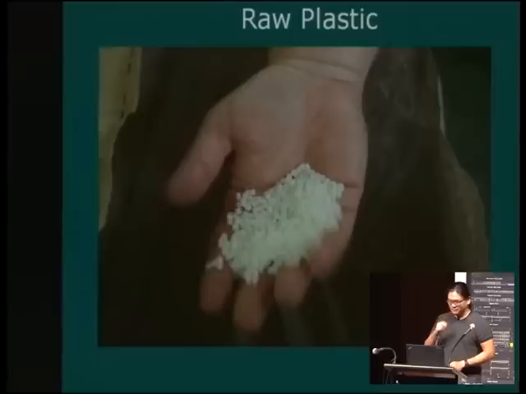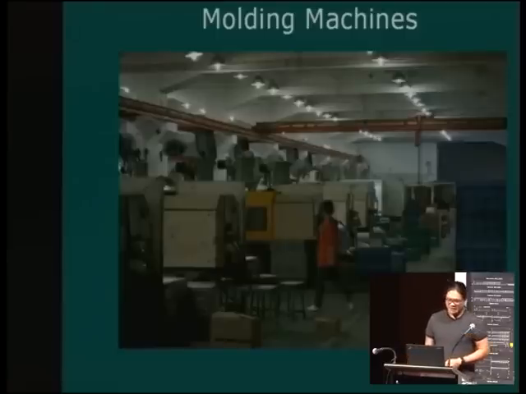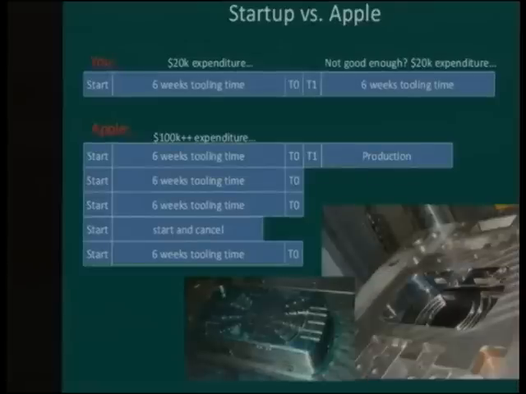The raw plastic, before it goes in injection molding, looks like small pellets like this. And then it goes into machines that are the size of a car. And about once every 30 seconds, you get a perfect injection molded part, if everything's going well. So this is a slide that explains why startups may have a hard time competing with Apple.